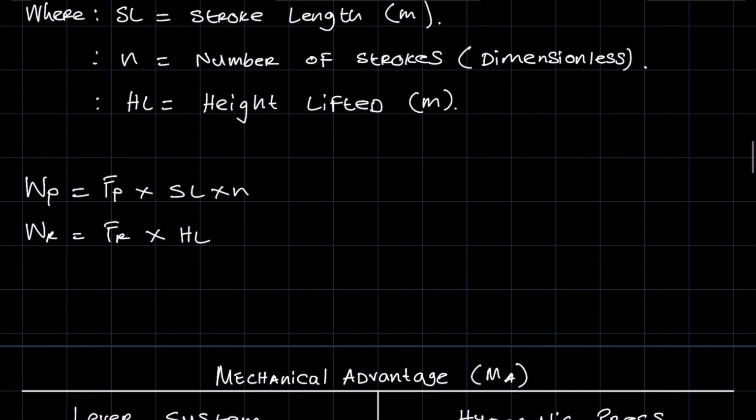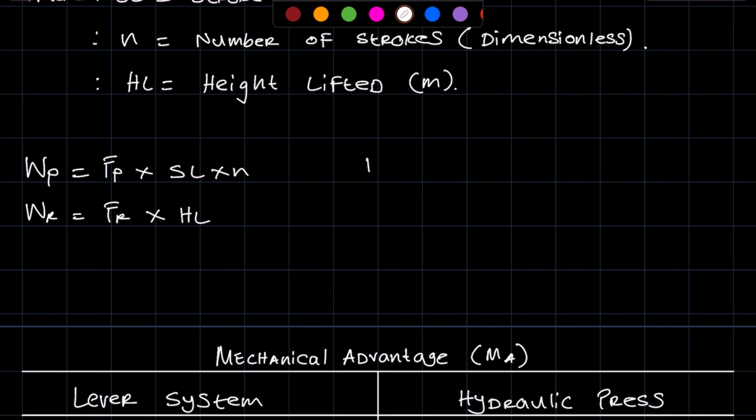And then comes the work done. The general formula for work done is force times displacement. Now, the formula for work done by the plunger and work done by the ram. The force for the plunger will be Fp, and the displacement of the plunger is equal to the stroke length times number of strokes.